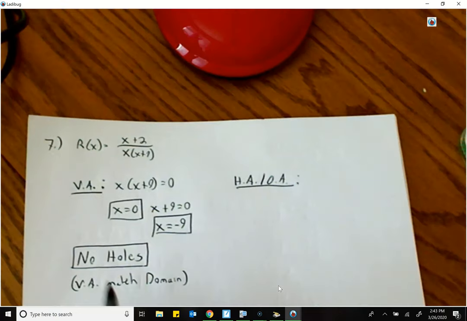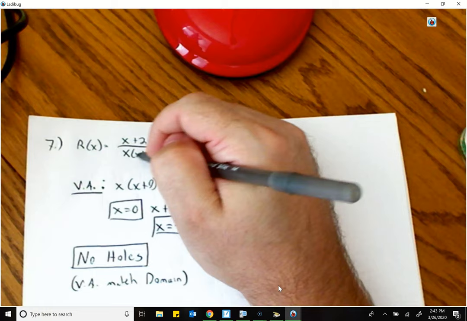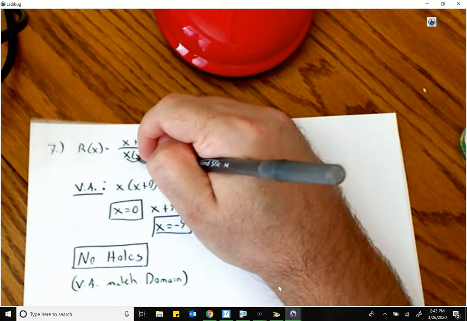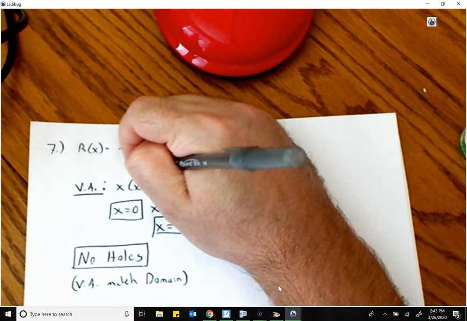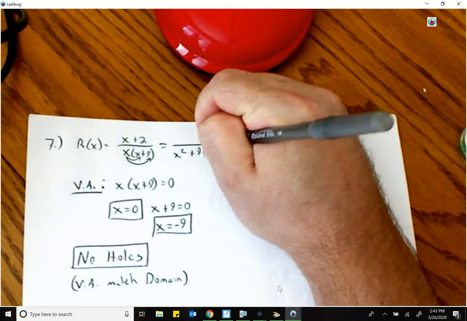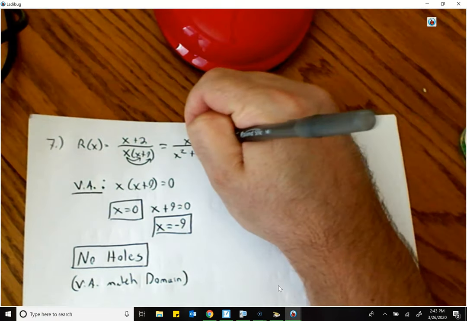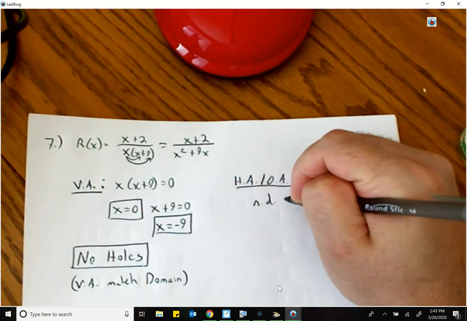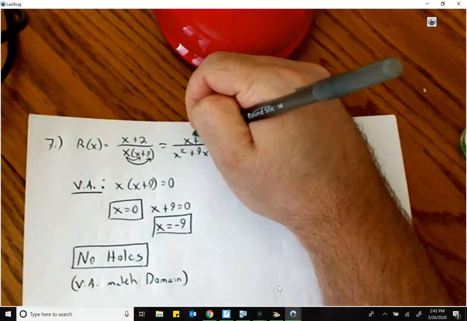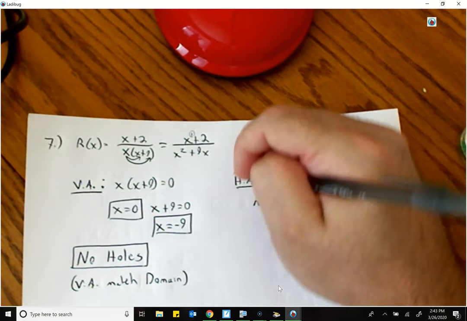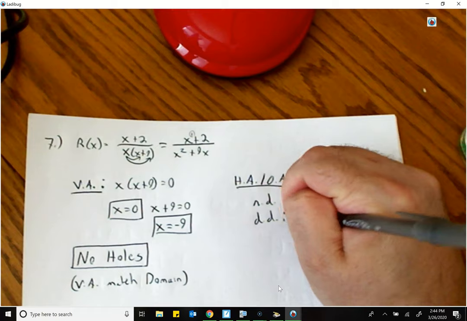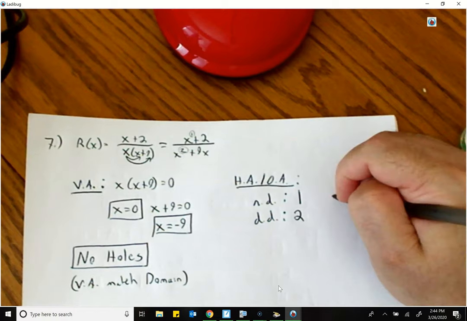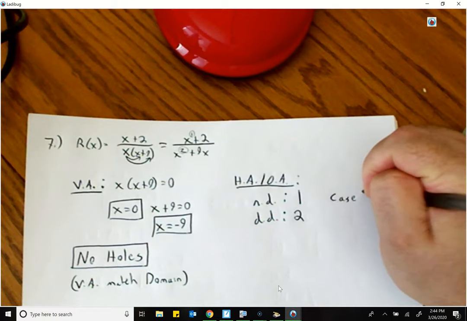So we've got to do the same thing that we did earlier. We need to FOIL or basically distribute in the bottom. We need to know what we're working with. So x times x is x squared. x times 9 is 9x. And on the numerator, we still have the x plus 2. So again, to do these, we need the numerator degree, which is 1, because that's the power that's right there. We need the denominator degree, which is 2.